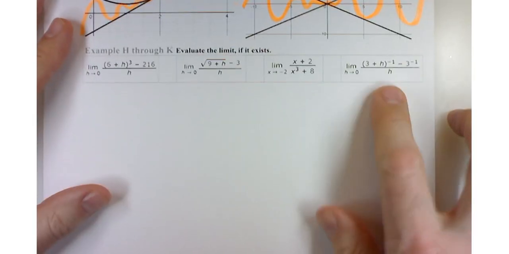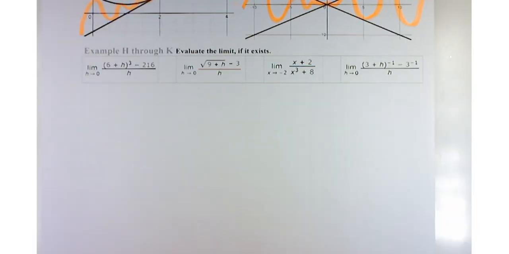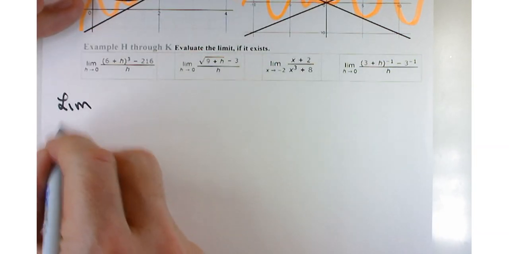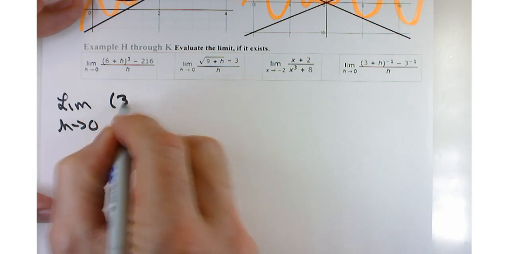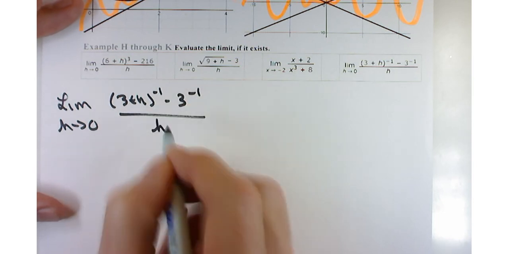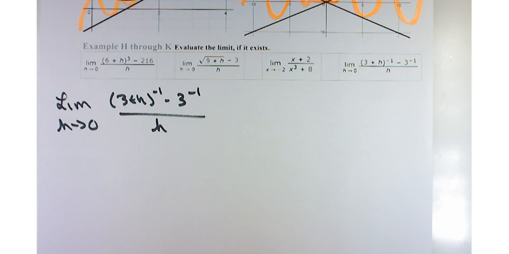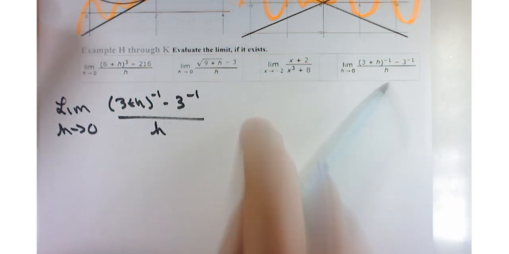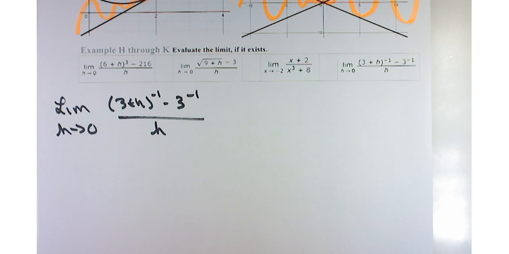All right. So the last one here will be this limit. Limit as h approaches 0 of 3 plus h to the negative first minus 3 to the negative first over h. So at this point, kind of no surprise, if you try plugging in h equals 0, you end up with 0 over 0. 0 over 0 is just the problem's way of telling you you've got more work to do.